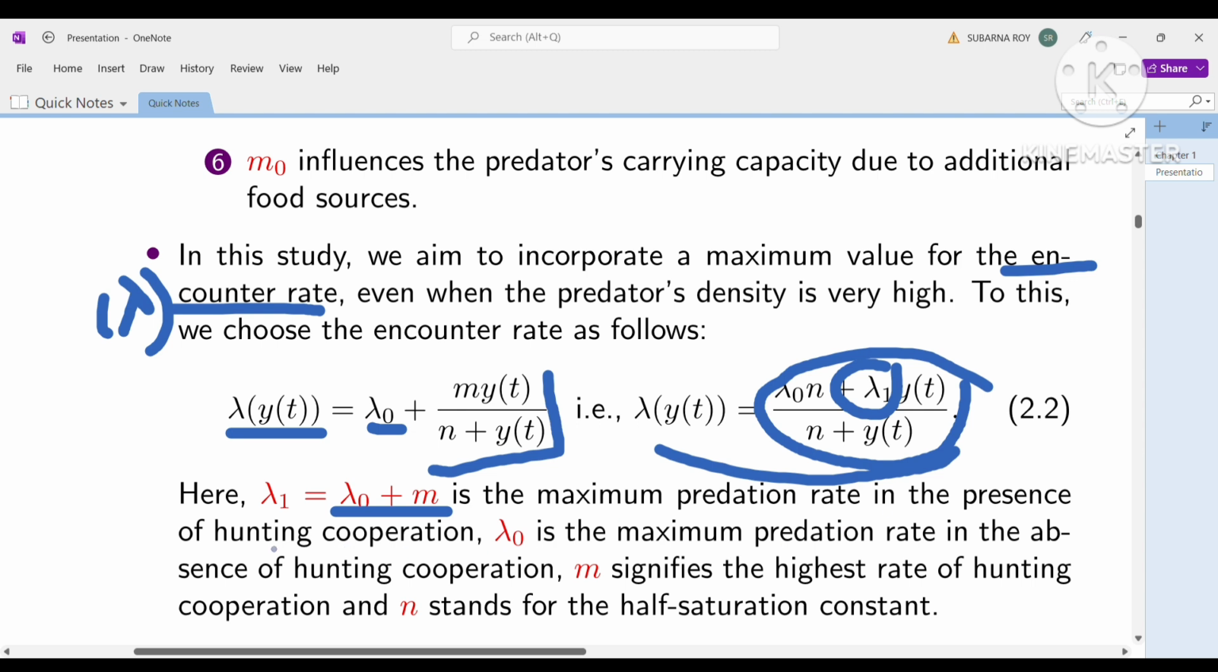What is hunting cooperation? Many species cooperate with each other when they hunt prey population. So for this hunting cooperation behavior, predators consume prey species easily and the predation chances increase, and m signifies the highest rate of hunting cooperation, n stands for the half saturation constant.